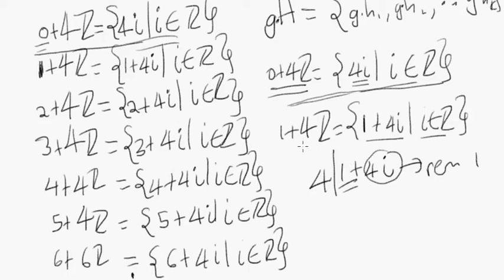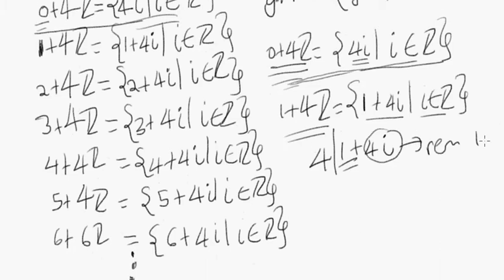So, question, can 0 plus 4z and 1 plus 4z have any elements in common? If all elements of 0 plus 4z are elements that are divisible by 4, and all elements of 1 plus 4z are elements that when you divide by 4 you get a remainder of 1, can 1 plus 4z and 0 plus 4z ever have an element in common? And the realization here is, of course not, right? So 0 plus 4z does not equal 1 plus 4z. They're not equal, and in fact they have no elements in common.